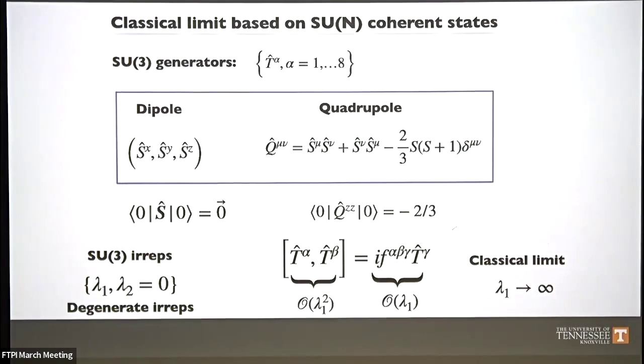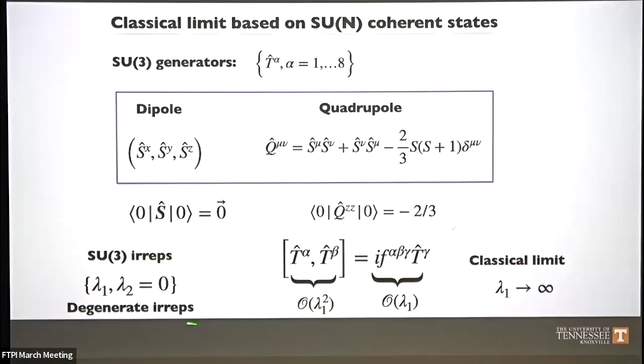And of course, this Sz equals zero state is an example of a state that has zero dipole moment and finite quadrupolar moment. Once again, for SU3, the representations are labeled by two indices, lambda one and lambda two. I'm not going to explain it, but if you want, after the talk I can explain how these are obtained. The important thing is that the fundamental representation, the three-dimensional one, corresponds to lambda two equals zero and lambda one equals one. So I can define a classical limit now by keeping lambda two at zero and sending lambda one to infinity. Again, the left-hand side is quadratic in lambda one and the right-hand side is linear in lambda one, so once again I can define a classical limit by taking the limit when lambda one goes to infinity.